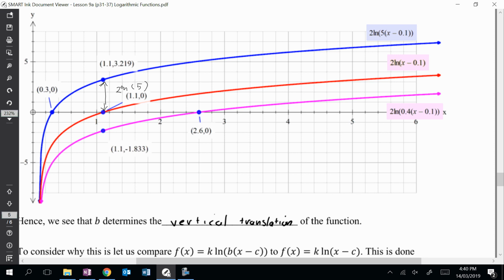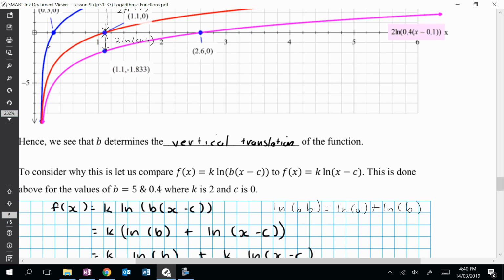Now, why does it move down when b is less than 1? Well, 2 ln 0.4 is actually a negative number. So it still adds it on, but because we're adding on a negative number, we're going to be moving down. And so this distance is 2 ln 0.4, but it's a distance down because that's negative.